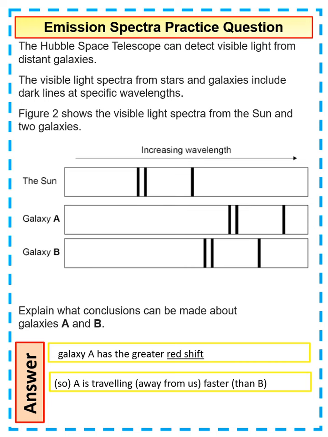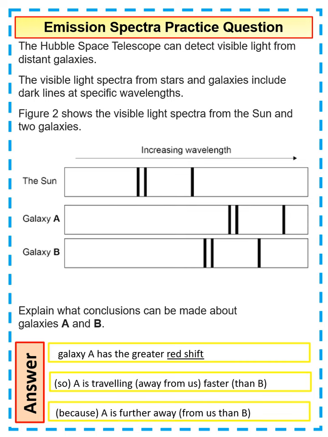And finally, you can talk about A must be further away from us than B simply because it's moving away faster. Right, so there are just a few simple things that you can talk about when questions using emission spectra actually come up.